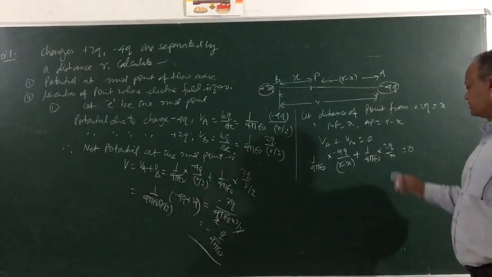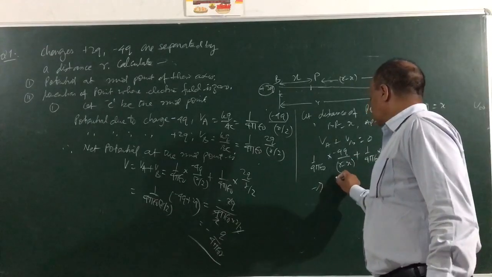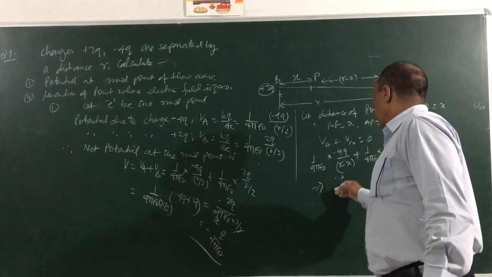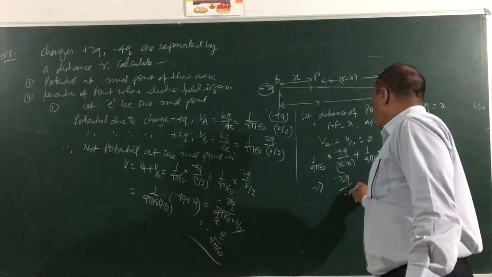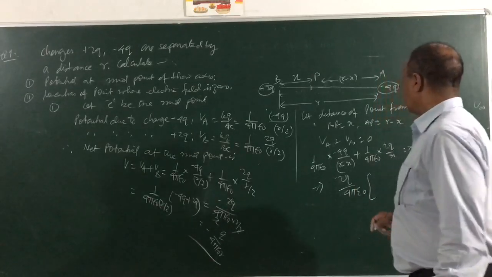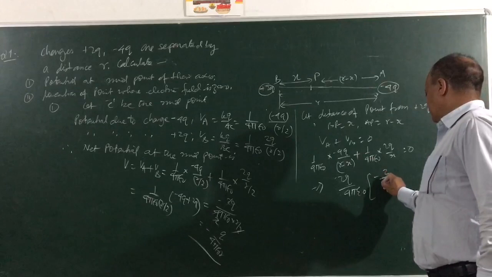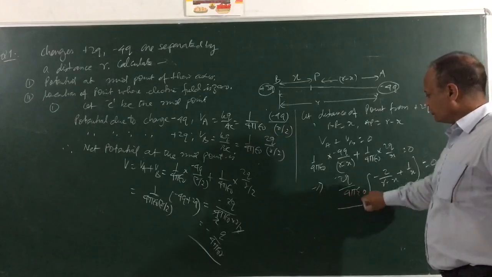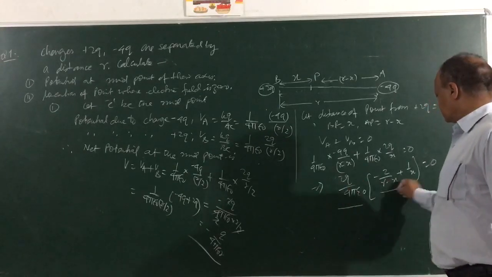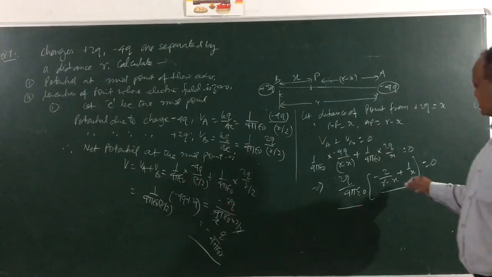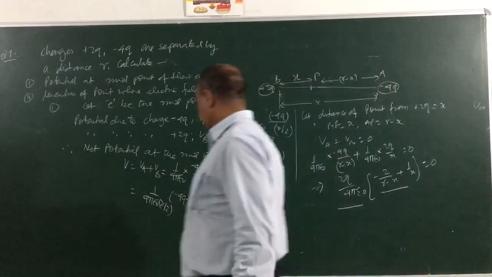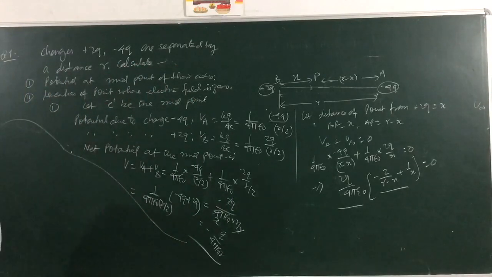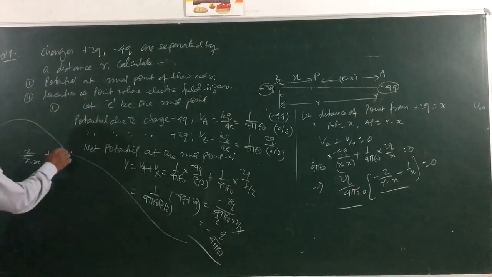So what is overall common, children? Overall common is 2q by 4 pi epsilon naught. So what do you get here? Minus 2 by r minus x plus 1 by x is equal to 0. Obviously we know the common factor is not equal to 0. So this part will be put equal to how much? 0. So let's put this part equal to 0. I'll do it here. So what do you get, children? Minus 2 by r minus x plus 1 by x is equal to 0.